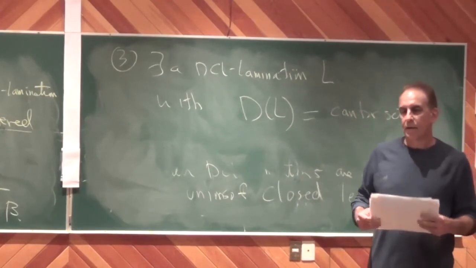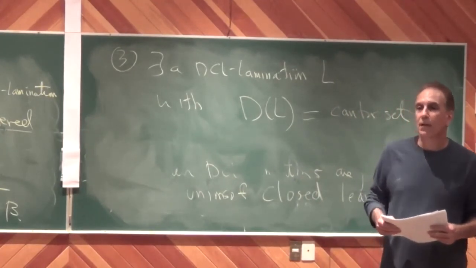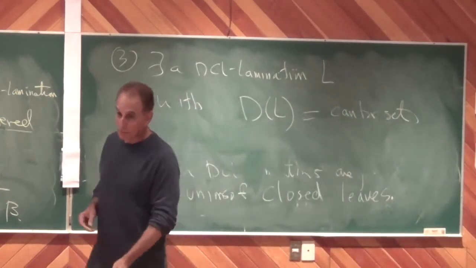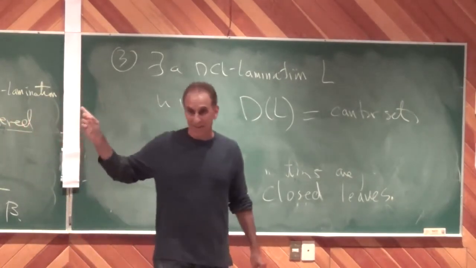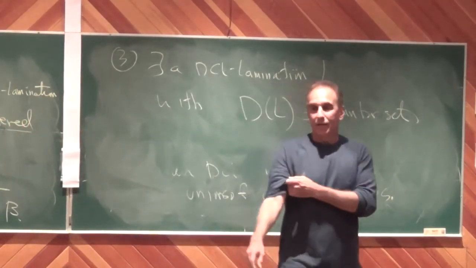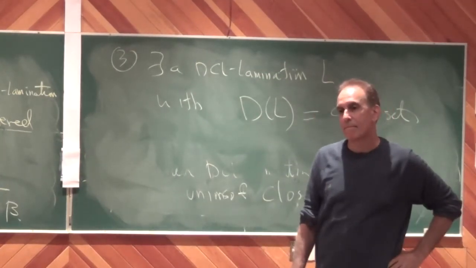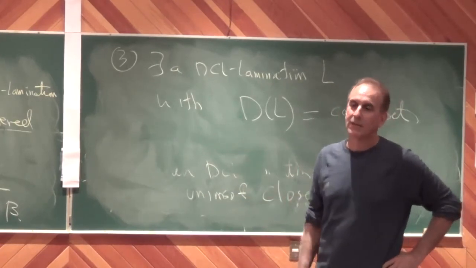The laminations you built, are they maximal or not? So maximal means you cannot add any leaf and keep it a lamination. Okay, no, they're not maximal in that sense.